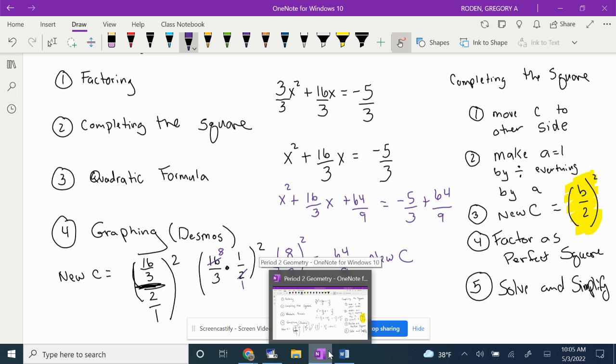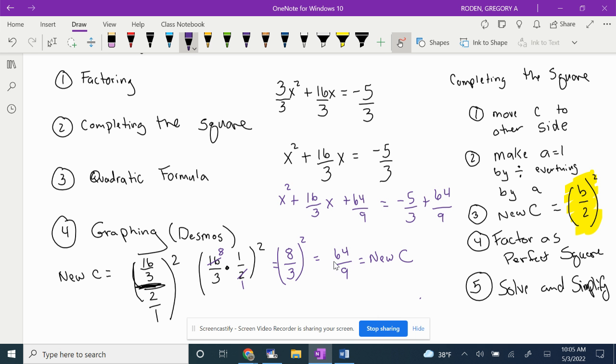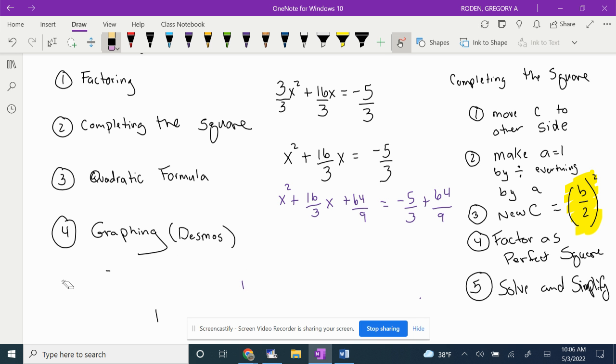Now, the next thing I'm going to do is, if you don't mind, erase this new C work. Do you guys have this new C work down here? Because it's in my way. Okay, I'm going to erase it. Okay, so now once I do that, I'm going to factor as a perfect square. Now, how do I do that? A perfect square is one parentheses with a square sign like that. Y'all see that?